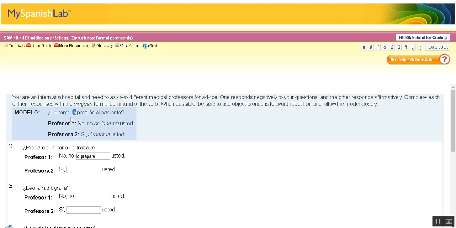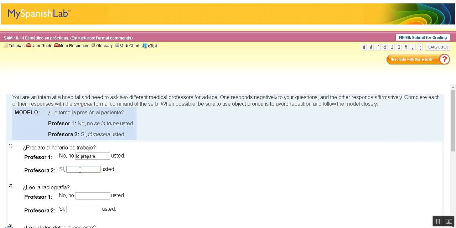So you've got a person who's doing the taking, that's I. You've got something that's being taken and something from whom it's being taken. So you've got all three. In this one, you don't have a third person. You have someone who's preparing. What they're preparing is the schedule, but there's no other person, so you just have the lo. So no lo prepare usted.